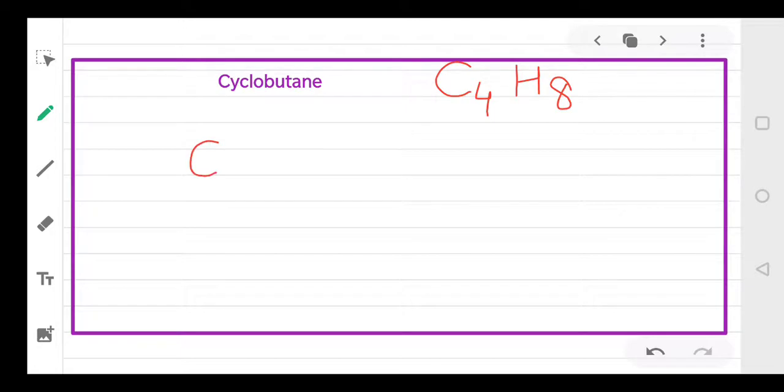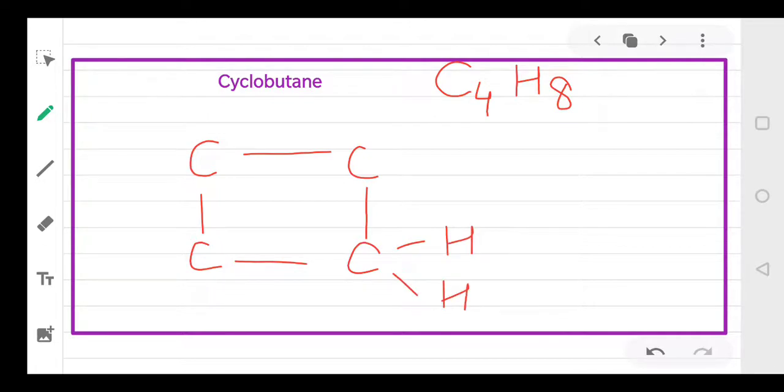So 1 2 3 4, and ane means all single bond, so we put a single bond between all of them. So our closed structure is formed. Okay, now we will attach 2 hydrogen on every carbon. 1 2. Here also 1 2. So here also 1 2, and we will have here also. So now you can count, there are 4 carbon and there are 8 hydrogen, and this is in the form of a ring. So cyclobutane.